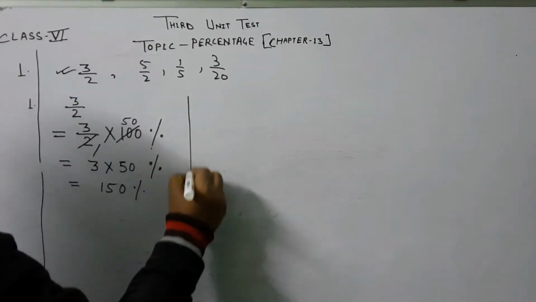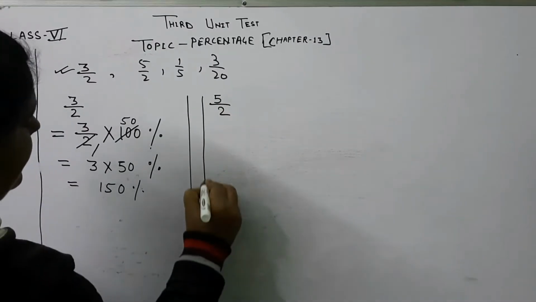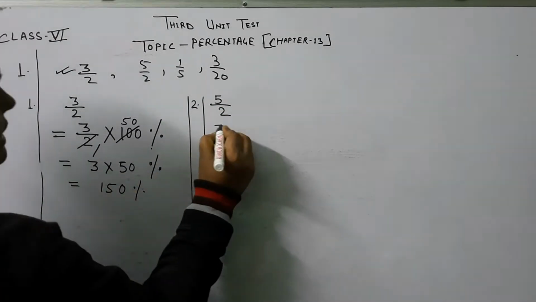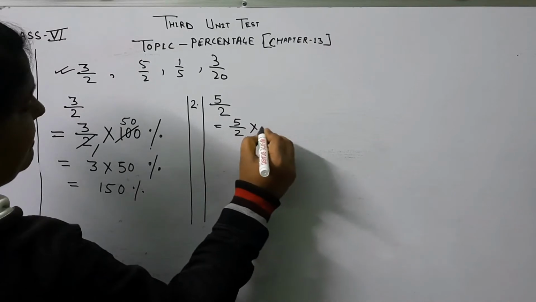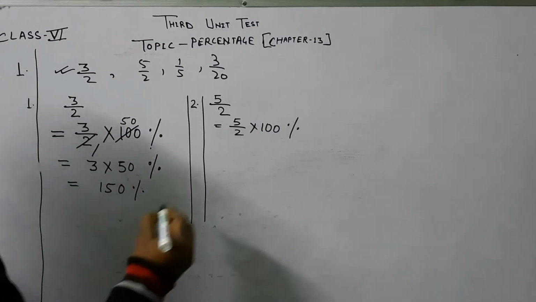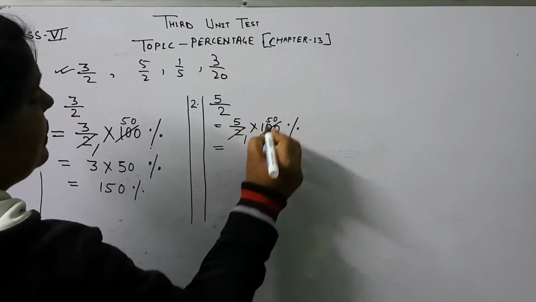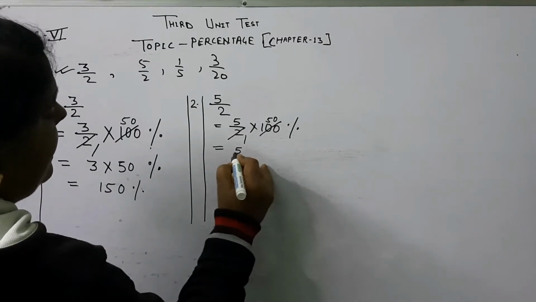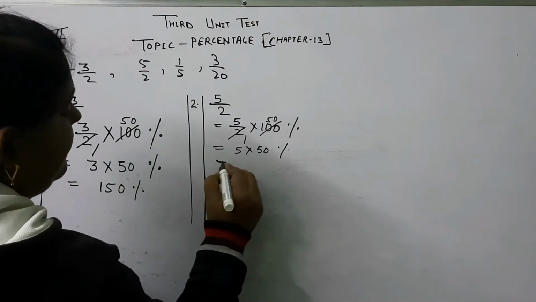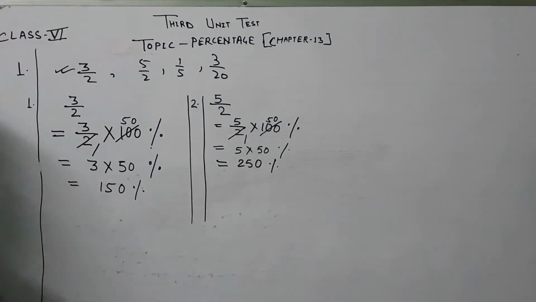150%. Same way you have to solve this one. 5 by 2. What is given here? 5 by 2. Next question is 5 by 2. So what I told, write the fraction 5 by 2, multiply it with 100 and put the sign of percentage. Now again you reduce this number. 2 1s are 2, 2 5s are 10, 2 zeros are 0. What is left on the top? 5 multiply 50 and this one is the percentage. Okay, then 5 5s are 25 and 5 zeros are 0, so 250%.